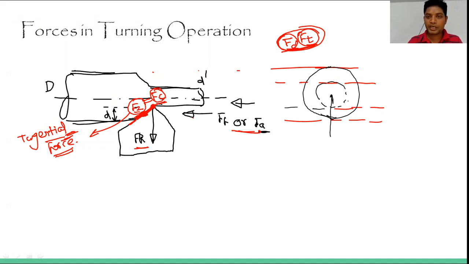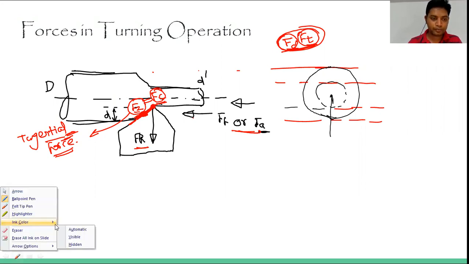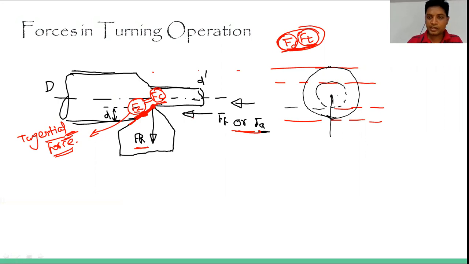When you look at the forces, Fr is radial in direction, so Fr will act in this direction. So this is basically Fr. Now the feed force is in this direction, so when you look from this side, it will look like a point. So this is basically the point over here. So this is Ff.